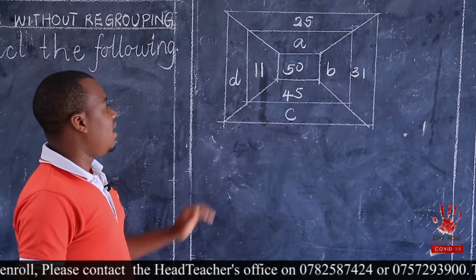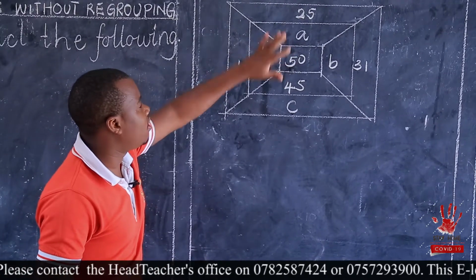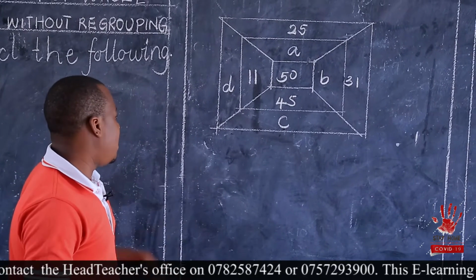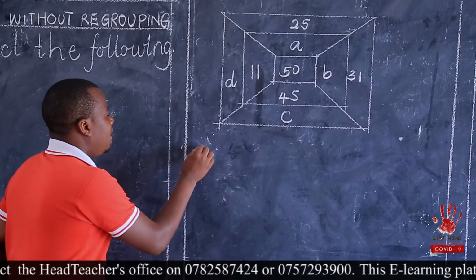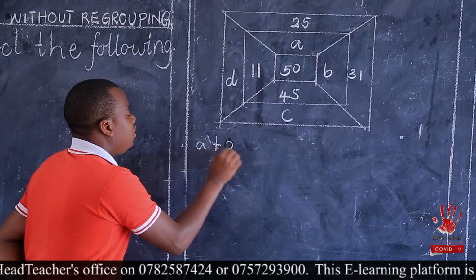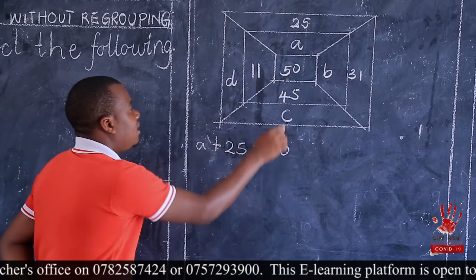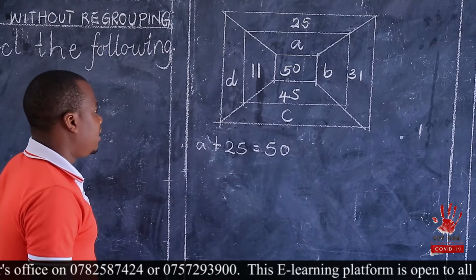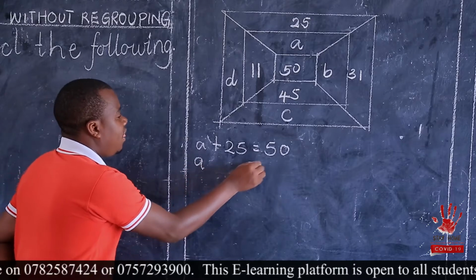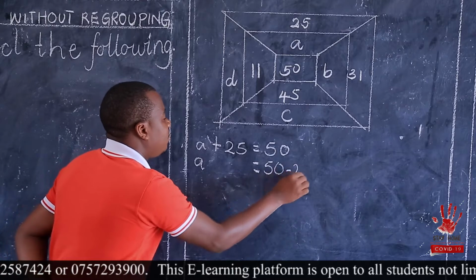I'm beginning with A. Where is my A? A is just near the center. So what am I going to do? I'm going to form an equation. Then I solve it. So I'm going to say A plus 25 equals the sum at the center. And the sum at the center is 50. So we shall now say A equals 50 take away 25.